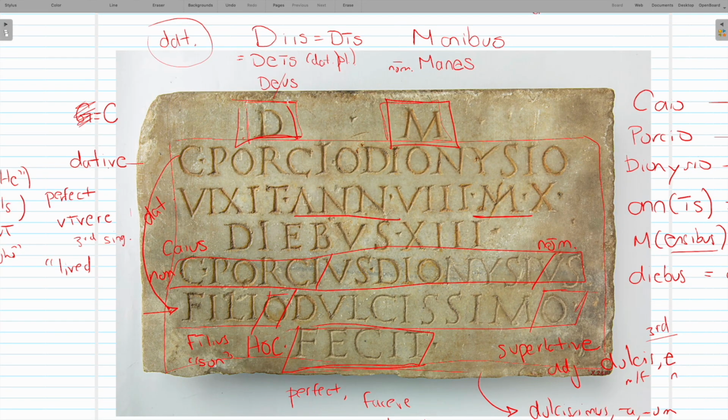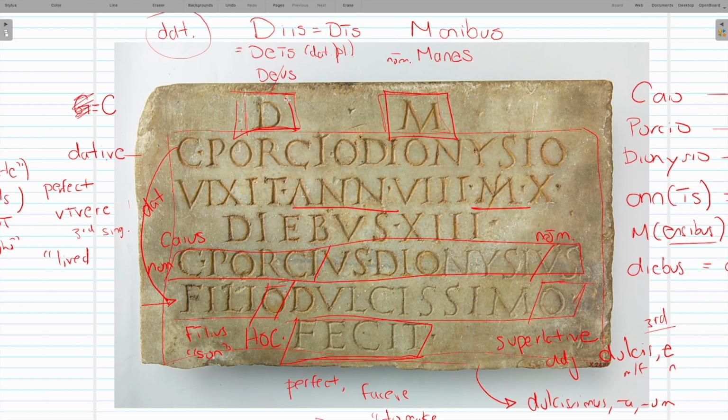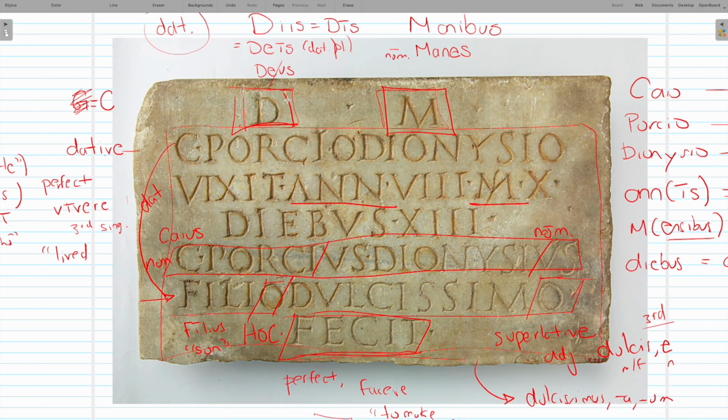Epigraphy is the discipline that studies all these kinds of inscriptions from ancient times. So I will continue to make more of these lessons.